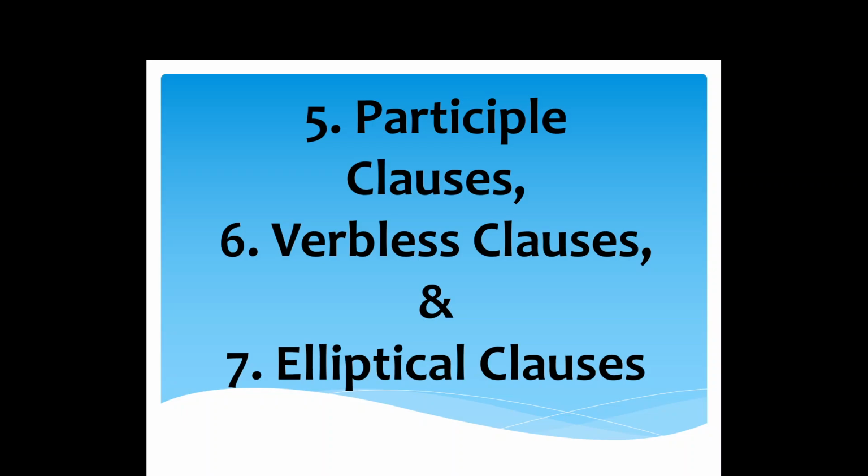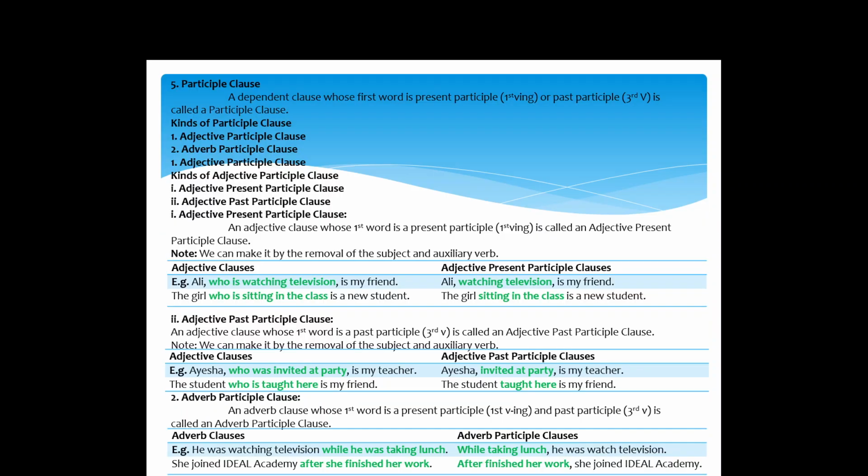So let's begin with the first kind of dependent clauses today, participle clauses. What is a participle clause? A dependent clause whose first word is a present participle, first form of verb with ing, or past participle, third form of verb, is called a participle clause.